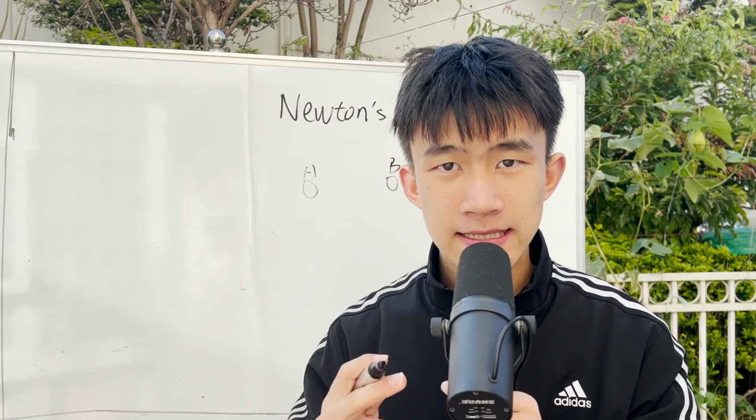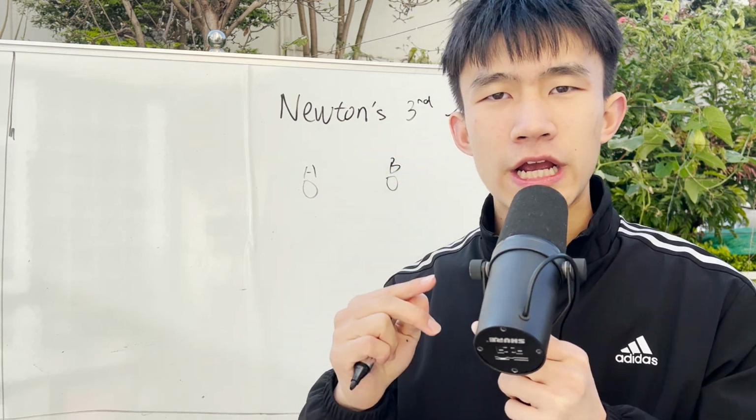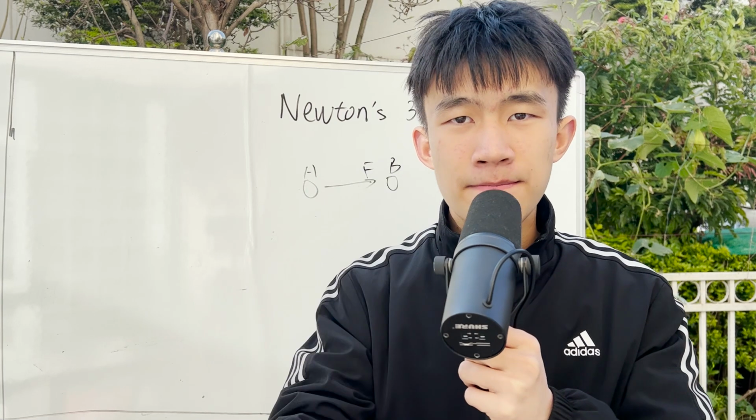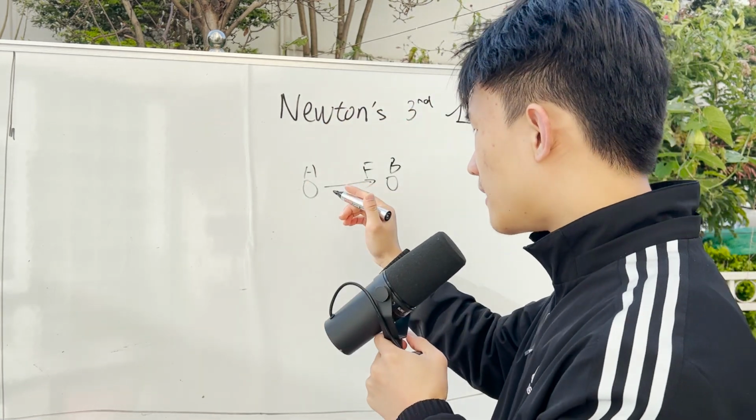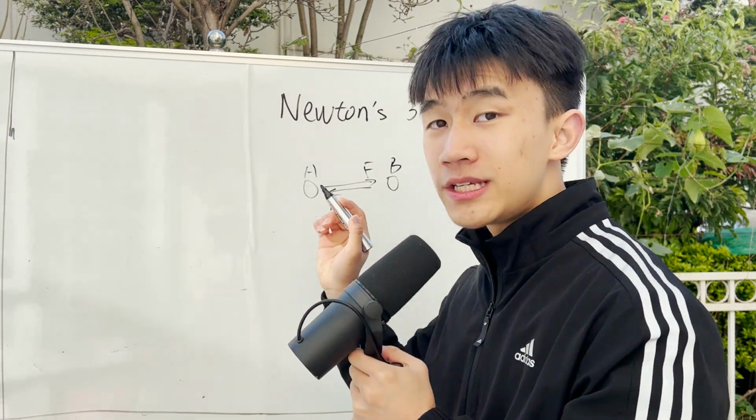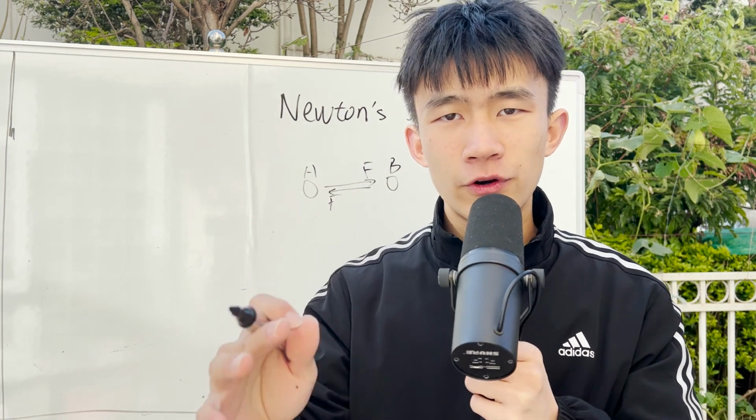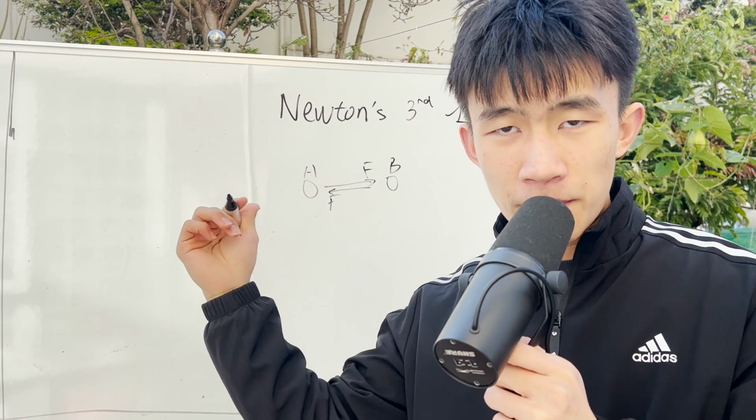All right, so now let's take a look at Newton's third law. Newton's third law states that if object A exerts a force on object B, then object A must experience a force with the same magnitude and the opposite direction. Opposite direction just means a 180-degree turn, right? So it must experience a force with the same magnitude and opposite direction from object B.